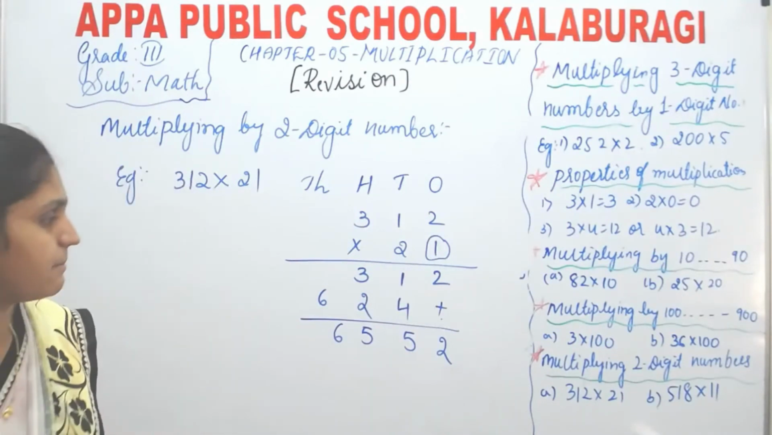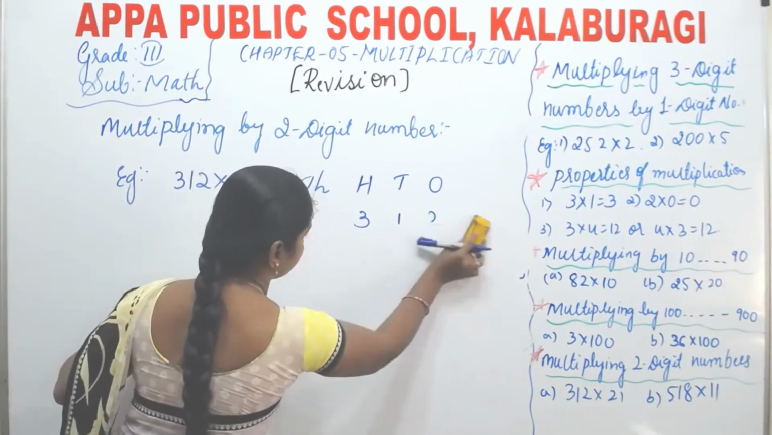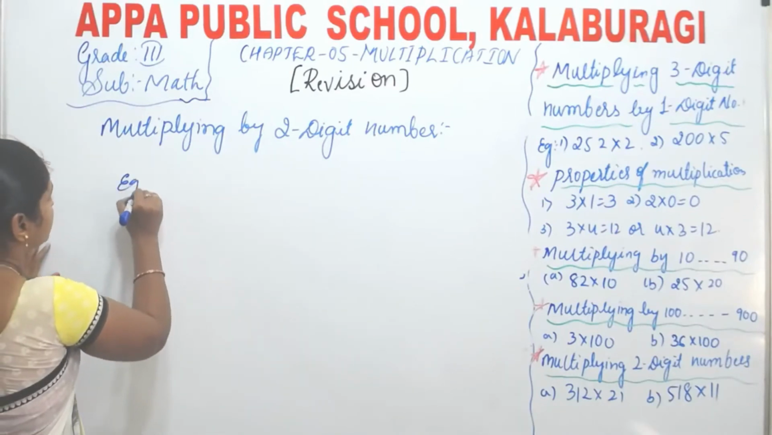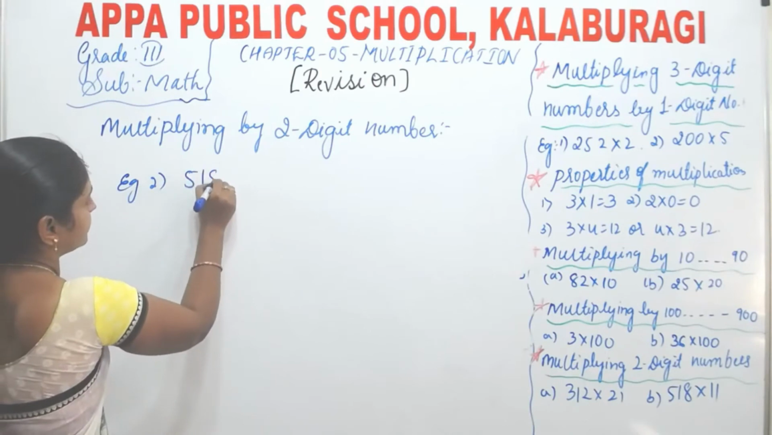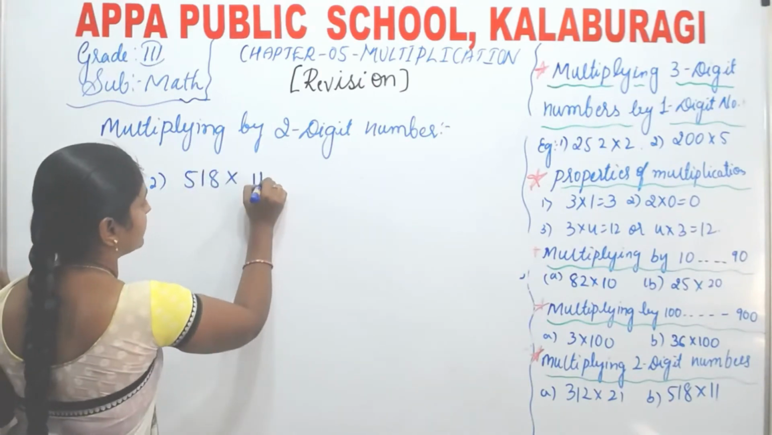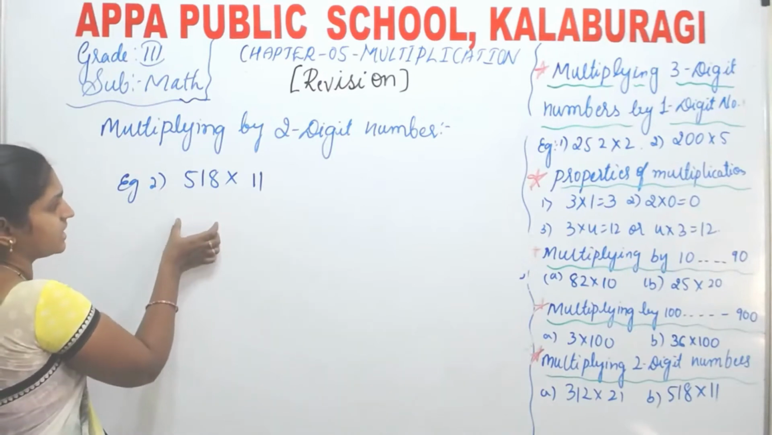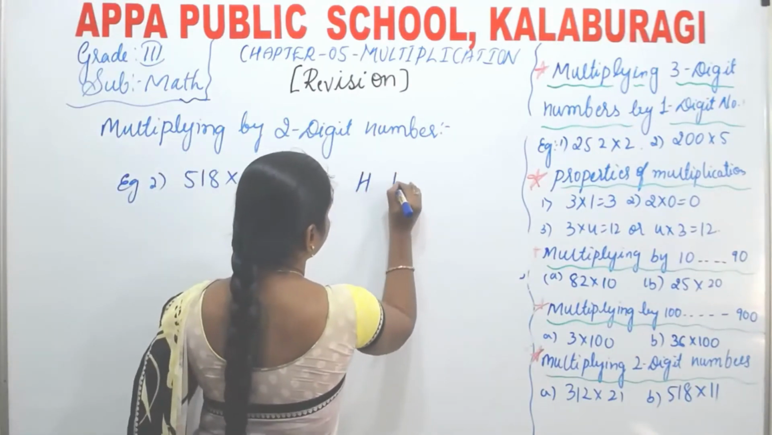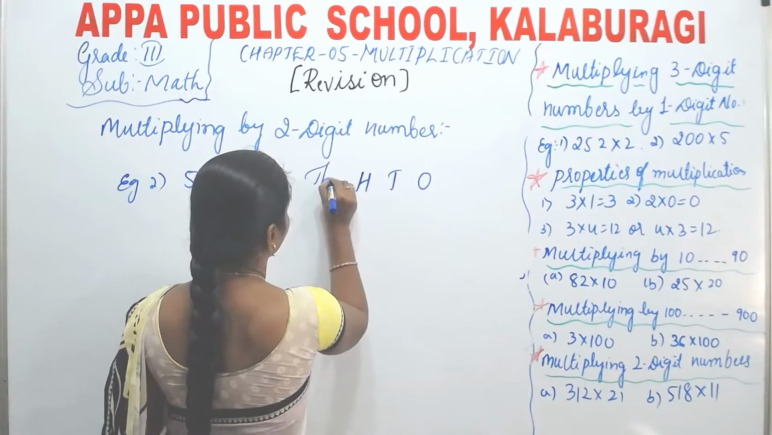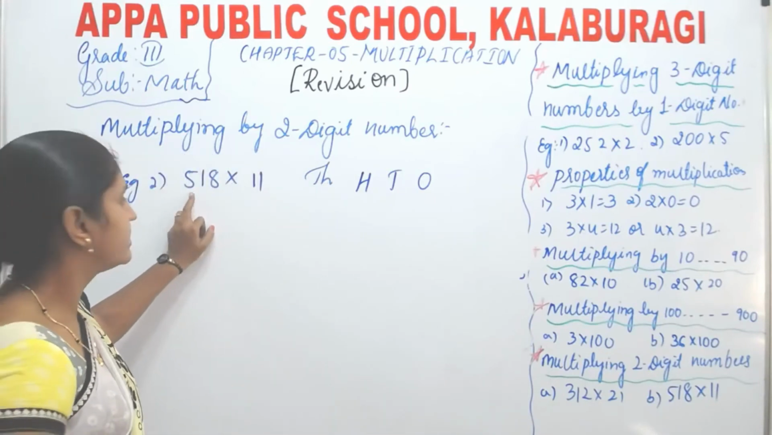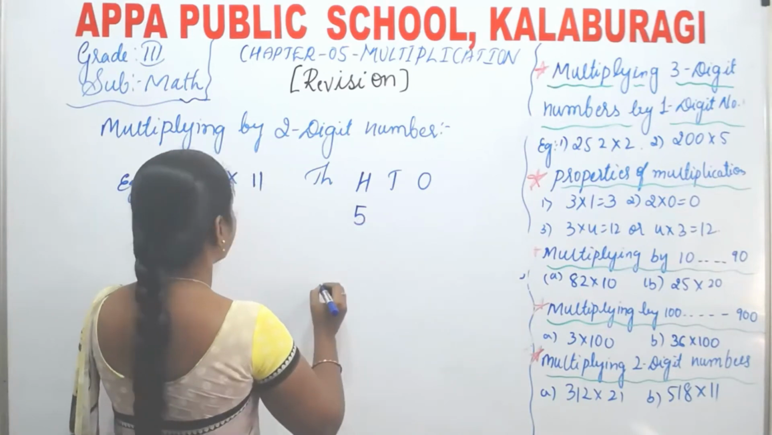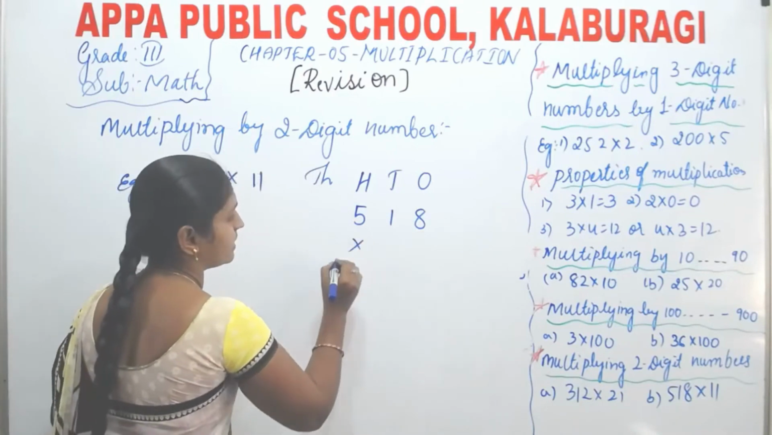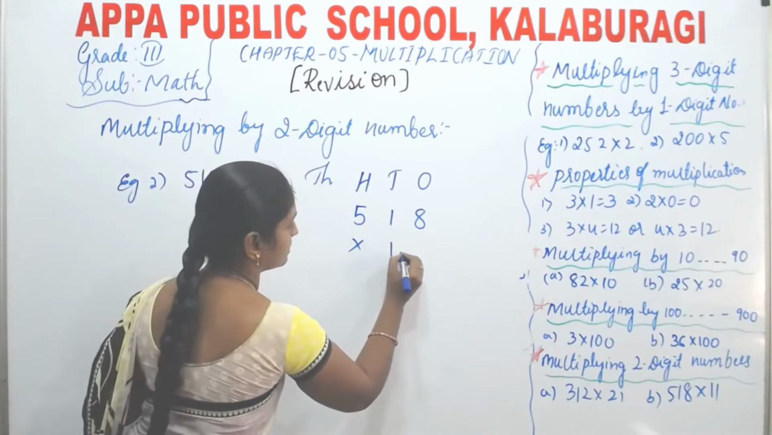Next is one more example. 518 multiplied by 11. Example number 2. 518 is multiplied by 11. Again, we are multiplying a 3-digit number by a 2-digit number. Copy the number: hundreds, tens, ones, and thousand. So 518. Write in the hundreds place 5, tens place 1, and ones place 8. And we are multiplying with 11.